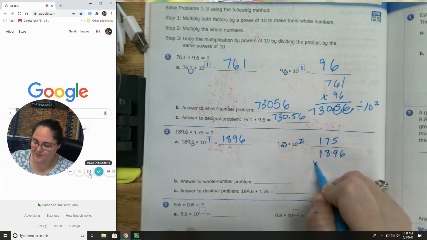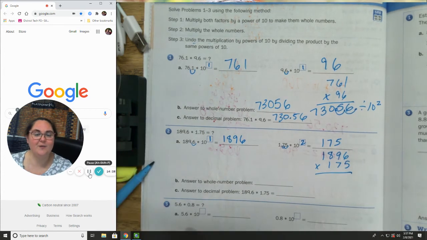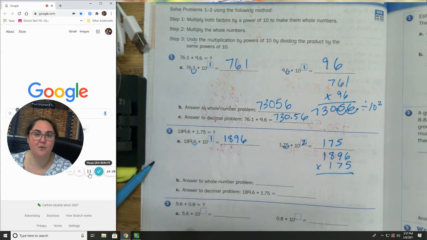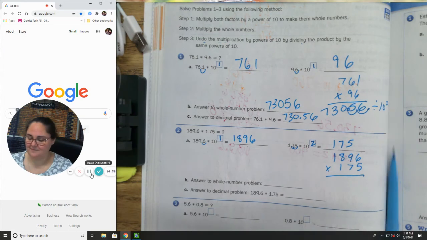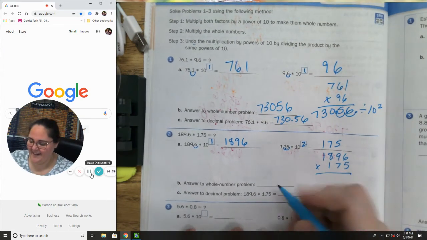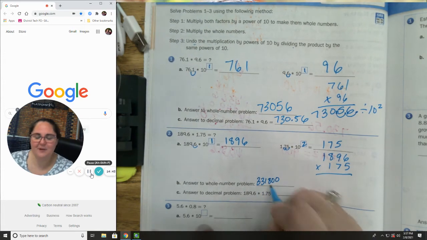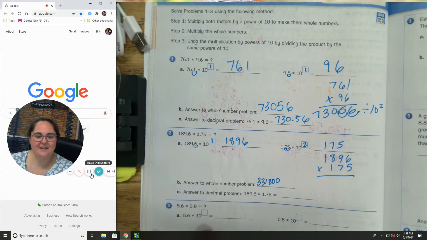Step 2, multiply the whole numbers. 1,896 times 175. You should know the answer to this question because we already did it on the page before. So if you took good notes, you should know what this whole number answer is. All right, your answer should be 331,800.